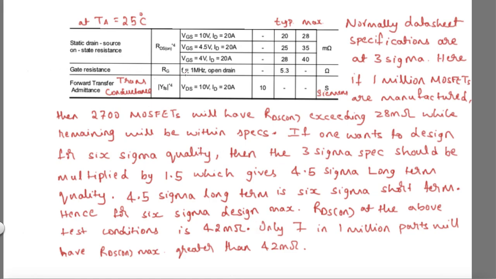Gate resistance measured at a frequency of 1 megahertz and with open drain is 5.3 ohms. Forward trans admittance, which is also called trans conductance, YFS at drain source voltage of 10 volt and drain current of 20 amps is minimum 10 Siemens.